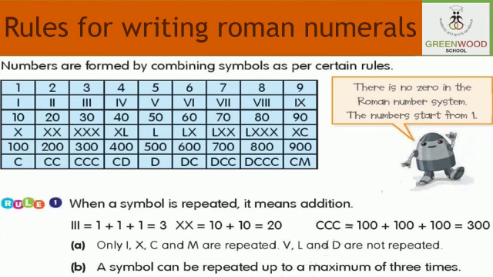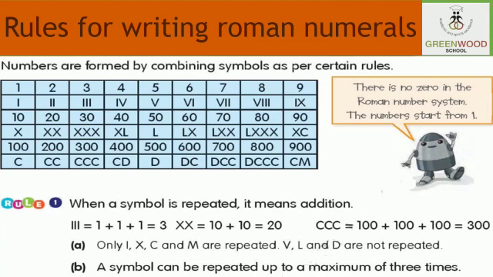The numbers start from 1. Rule number 1. When a symbol is repeated, it means addition. For example, I means 1. So, 1 plus 1 plus 1 is equal to 3.